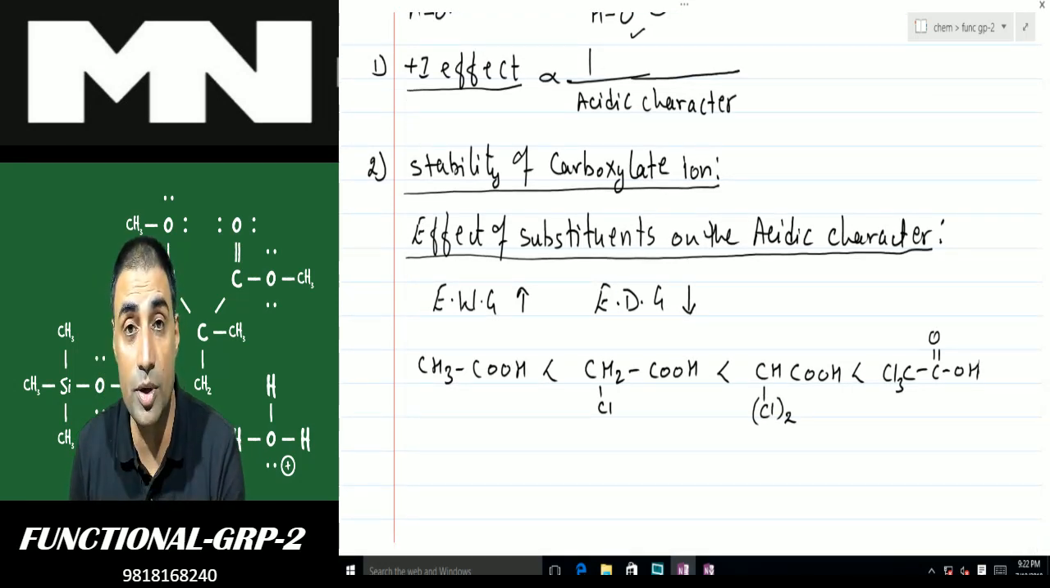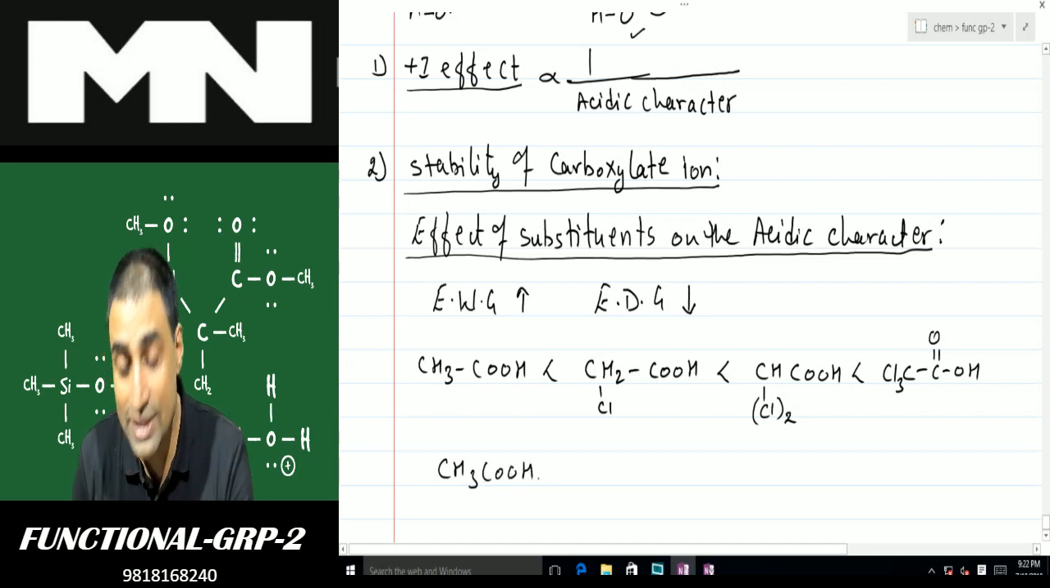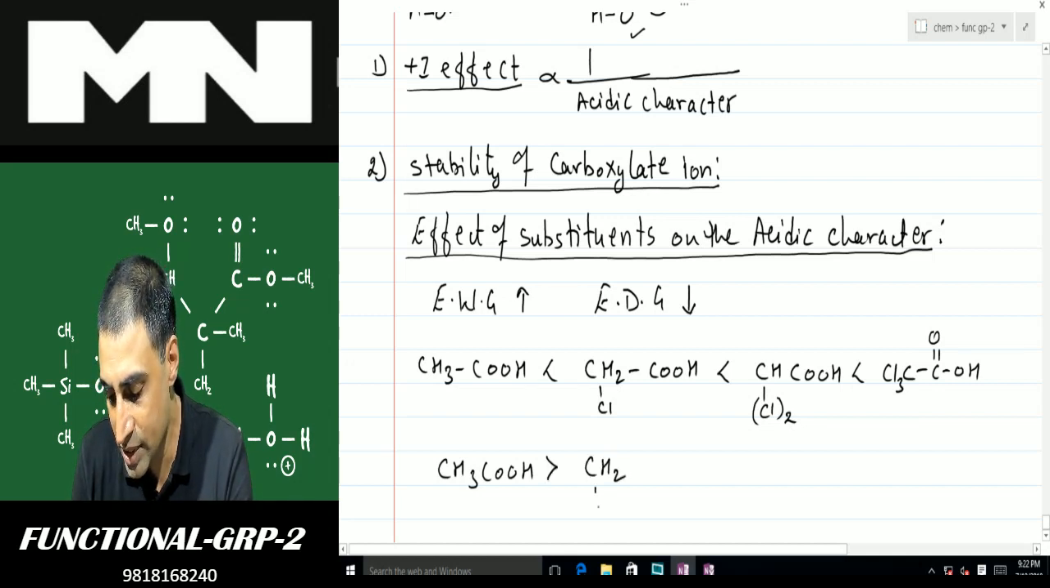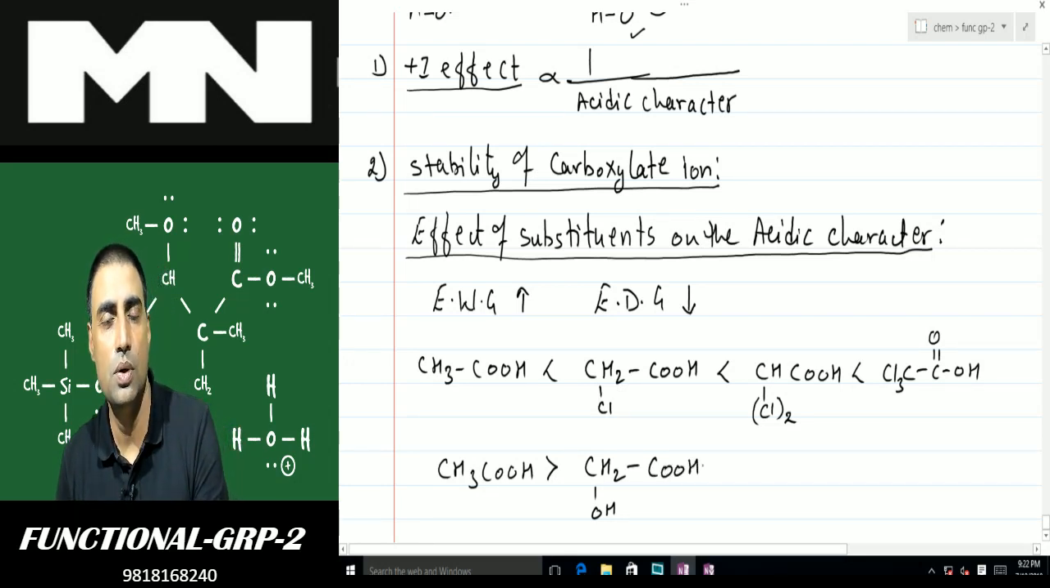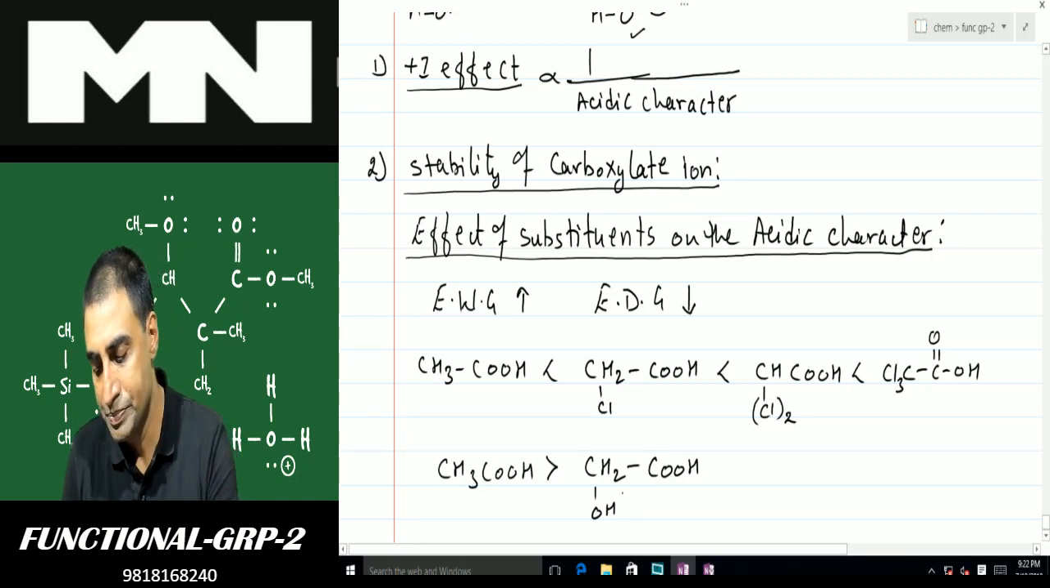Likewise, if we talk about electron donating group, suppose I have got acetic acid, I can say acetic acid is a stronger acid as compared to 2-hydroxy ethanoic acid or alpha hydroxy acetic acid, because OH group is electron donating. Electron donating group will donate electron, will reduce the acidic character of the carboxylic acid.